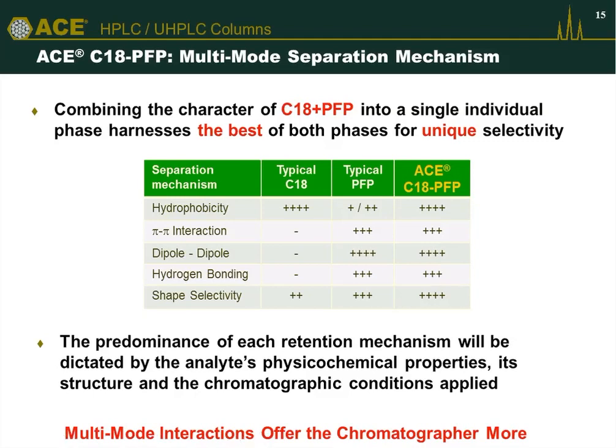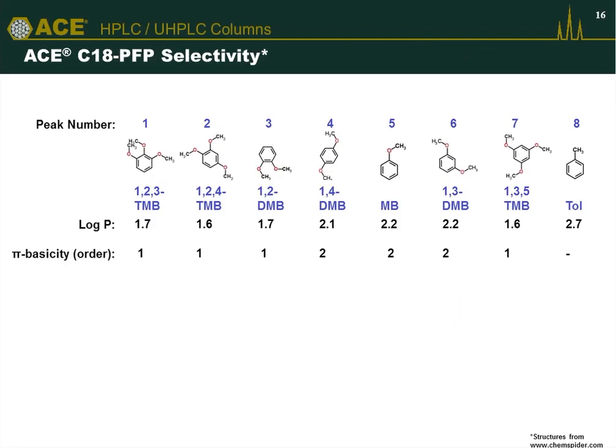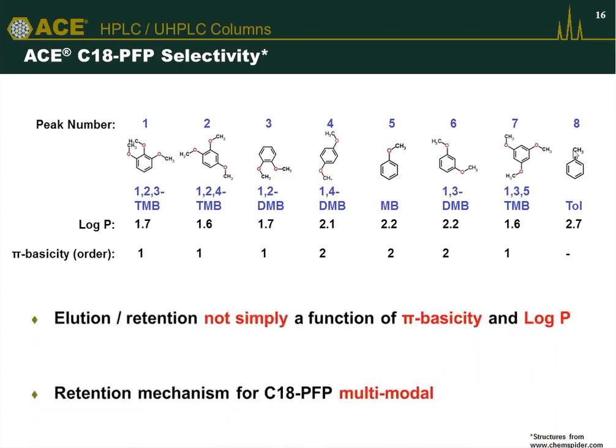Now the shape selectivity and isomer resolution power of the PFP phase is very interesting. In this particular slide, we've got a mixture of substituted methoxybenzene isomers. You can see that we have various methoxybenzene isomers here. So we have 1,2,3 trimethoxy, 1,2,4 trimethoxy, and over here the 1,3,5 trimethoxy. Then the dimethoxybenzene isomers, 1,2, 1,3, and 1,4, and then the monomethoxybenzene is in the mixture as well, and then toluene as a hydrophobic marker.